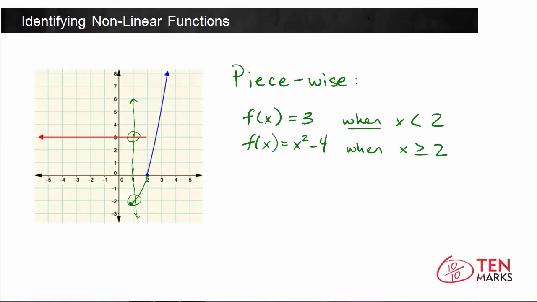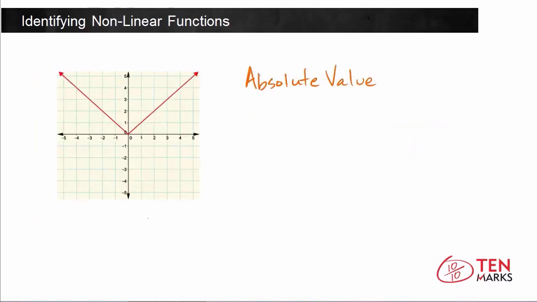Let's talk about another example of a nonlinear function. Here we have a graph of an absolute value function. An absolute value function is actually an example of a piecewise function. So with an absolute value function, you're looking for those absolute value symbols. And recall that when you take the absolute value of any number, the answer is positive or 0.